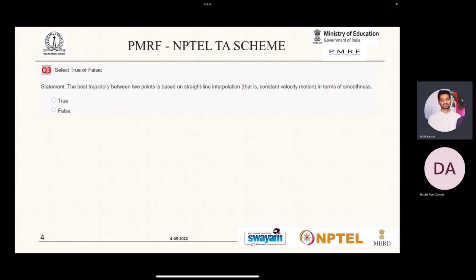Now moving forward, the next question is also a true false statement. Here it is saying that the best trajectory between 2 points is based on straight line interpolation, that is constant velocity motion, in terms of smoothness. Again, this is very much linked to the previous question. So, straight line interpolation, that is constant velocity. It is showing that between points A and B the manipulator will be moving from A to B at some constant velocity.